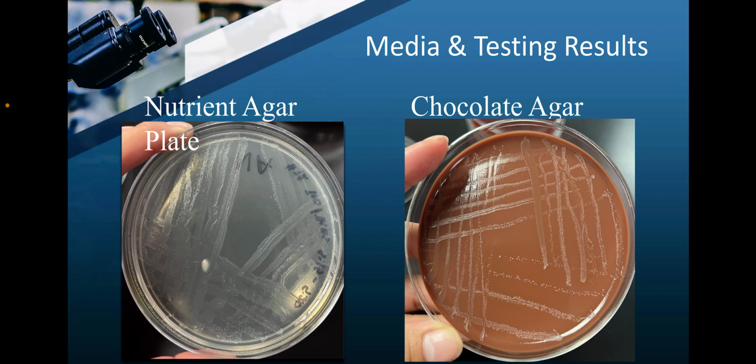Now on this slide, we have the results for the nutrient agar plate and chocolate agar plate, and they were both able to grow. Nutrient agar is a medium that provides the necessary nutrients for the growth of a wide range of bacteria. It allows for the cultivation and visualization of bacterial colonies, aiding in the identification and characterization of the bacteria. Chocolate agar provides the necessary factors for the growth of a variety of bacteria.